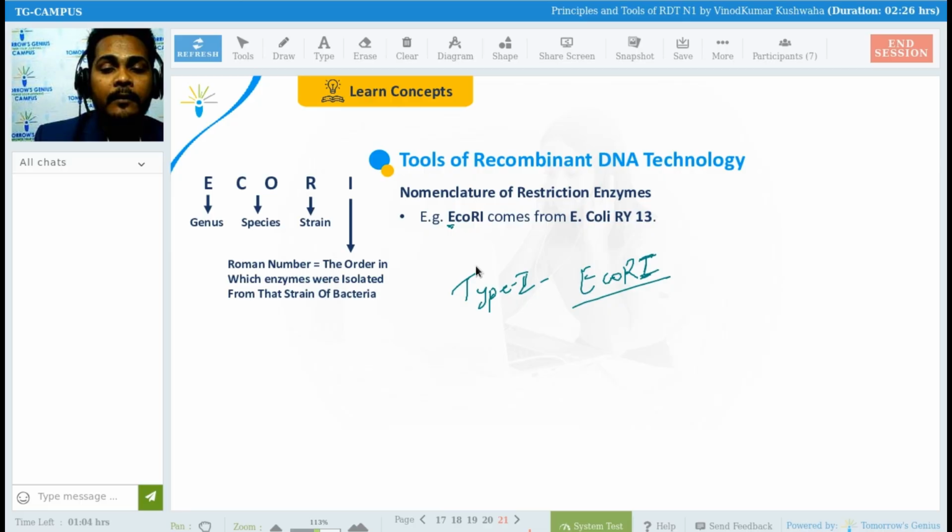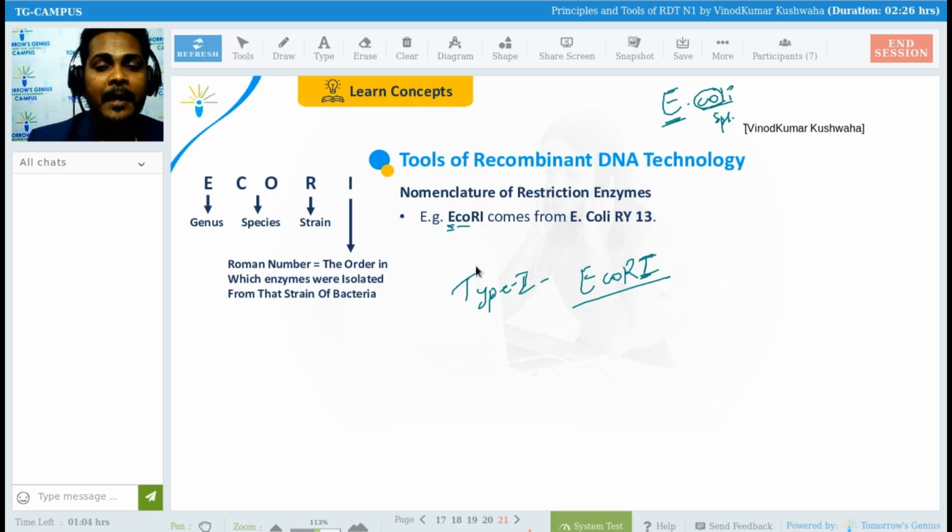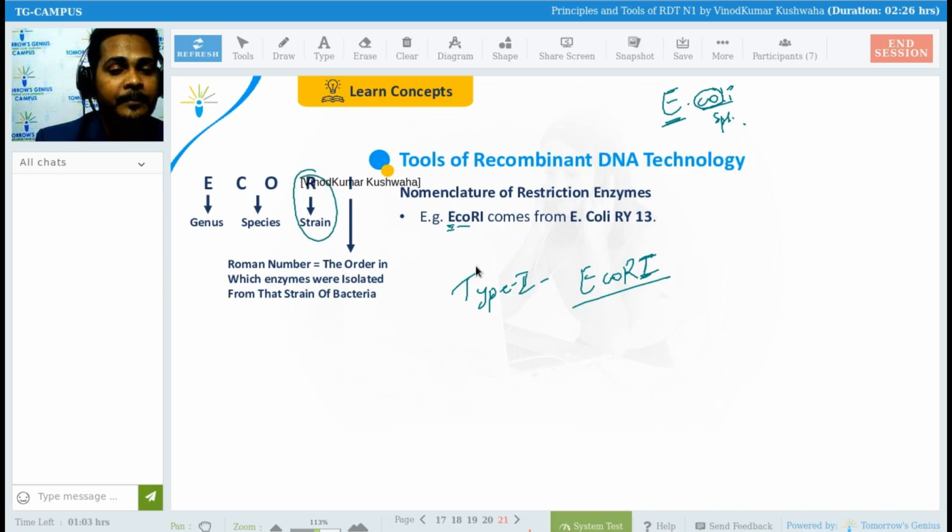Then come the next two letters, which are from the species name. Now what is the species name? As I told you, Escherichia coli. Shortly it is called E. coli. So E is the genus and coli is the species, right? So the first letter is E, then CO stands for coli. So the initial two letters are from the species, and then R. The fourth letter of the enzyme name is the first letter of the strain. That means what kind of strain is used, and it is always written in capital. So R stands for strain.